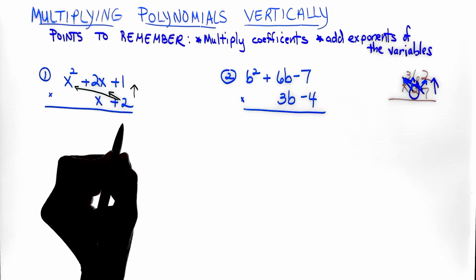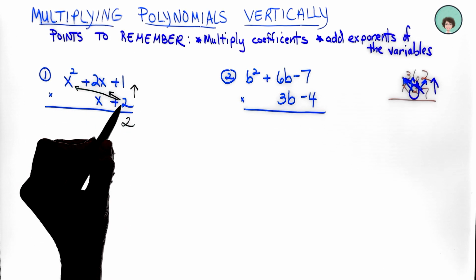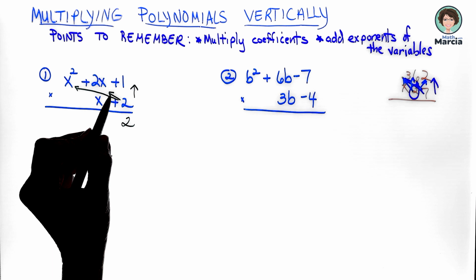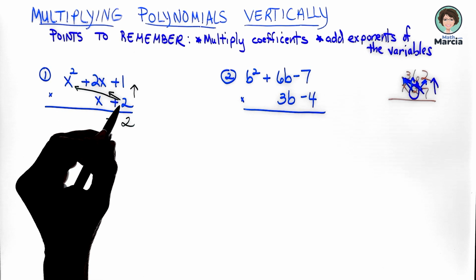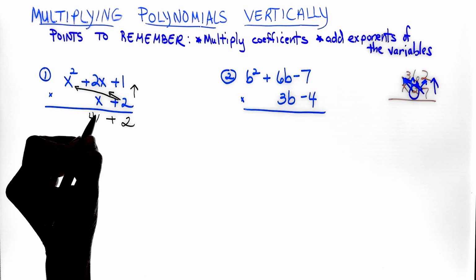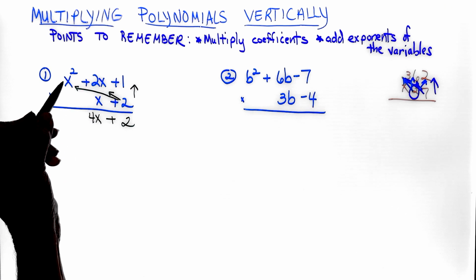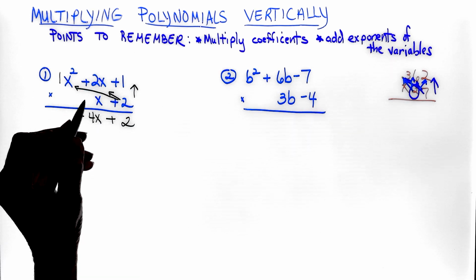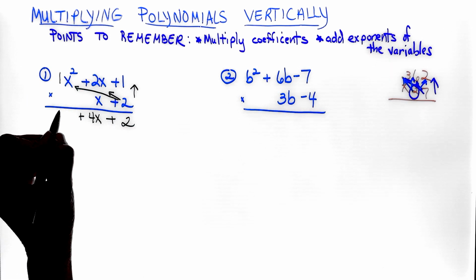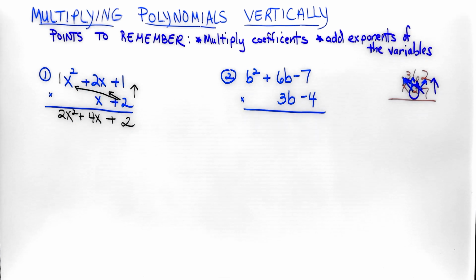So 2 times 1 is 2. 2 times 2x, we know is, and notice this was a positive, so I'm putting a plus sign, it is 4x. And 2 times x squared, remember there's a 1 there, that is, again, positive, so plus 2x squared.